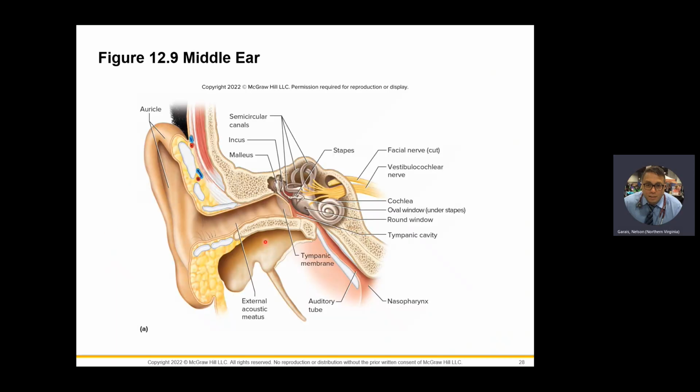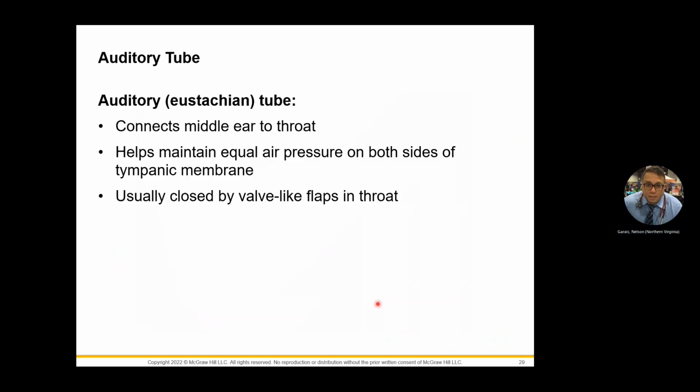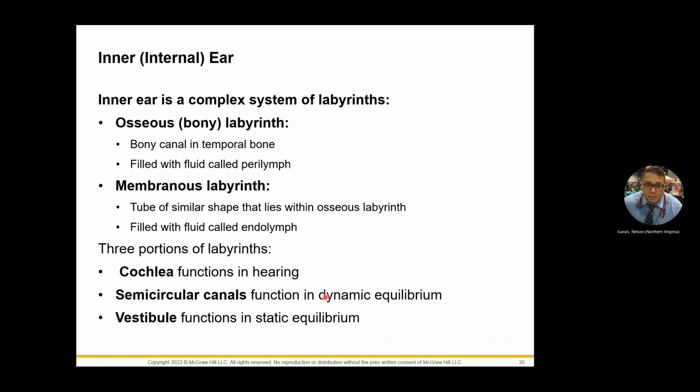Eustachian tube, that's this tube right here. It connects your inner ear to your nasopharynx. Bony labyrinth, membranous labyrinth. Inside the inner ear, in the cochlea, there are a lot of rooms and chambers. And the fluid that shakes the hair cells in there is called endolymph. So cochlea, think hearing; semicircular canals, think what? Equilibrium.